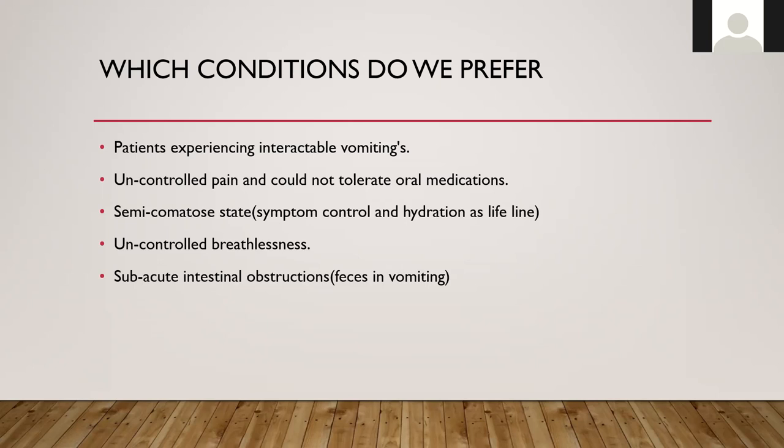Assume that the patient is having vomiting and you are administering oral medications again. Don't you think that the whole tablet will come out and the patient will suffer a lot in pain again? This is because no opioids are entering the bloodstream. So for intractable vomiting, to manage all the other symptoms, go for the other route, which is subcutaneous. So we prefer subcutaneous at that time. Uncontrolled pain and could not tolerate oral medications: this is a time where we don't really prefer oral medications again. When there is uncontrolled pain and the patient cannot take oral medications, we go to the subcutaneous route.